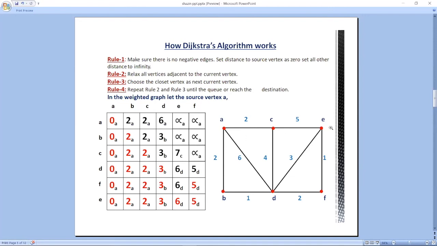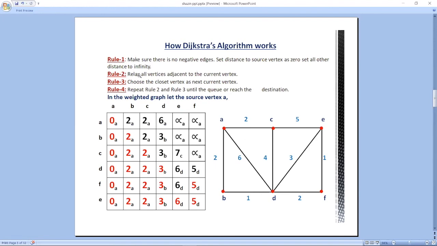If we travel from A to E, there is no direct way. We can go through vertex C or vertex D or vertex B, D, F. So we put the value as infinity, infinity units from A. And if we travel from A to F, there is no direct way, so we put the value infinity from A.